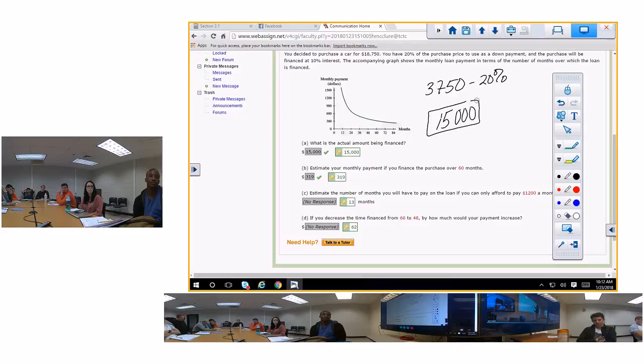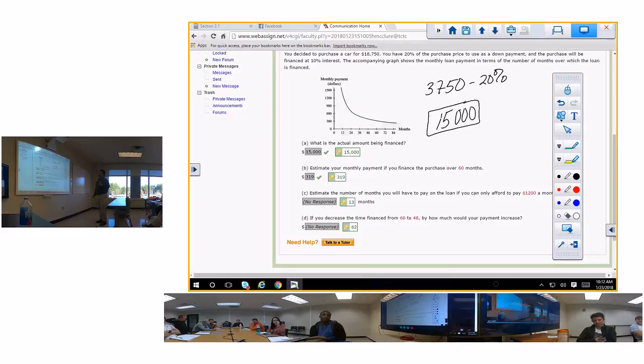Okay, so you're just dealing with these numbers. You're thinking these numbers out. Okay. The accompanying... Okay, it says down payment, and the purchase will be financed at 10%.